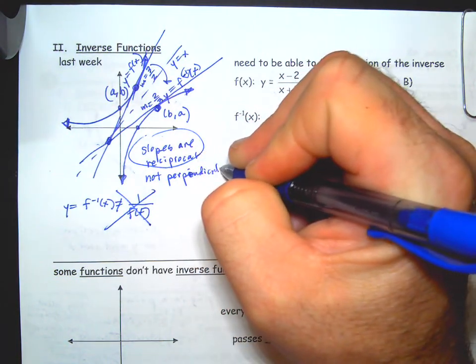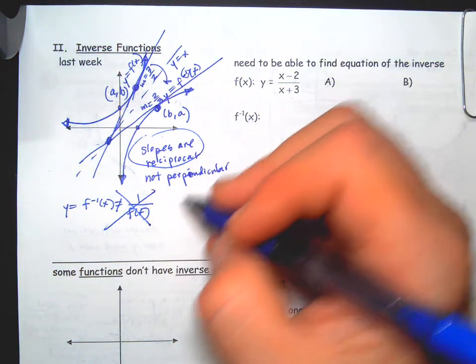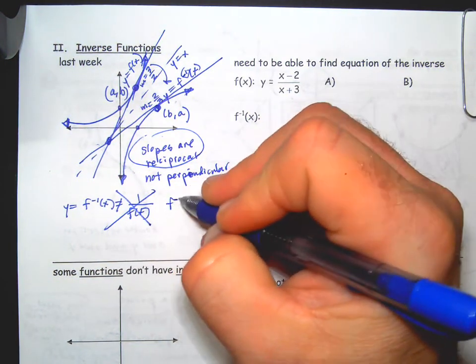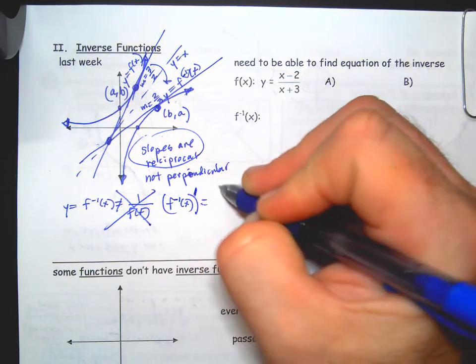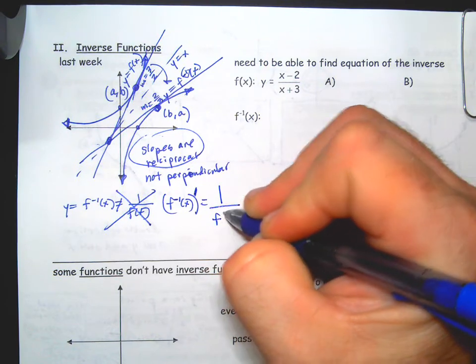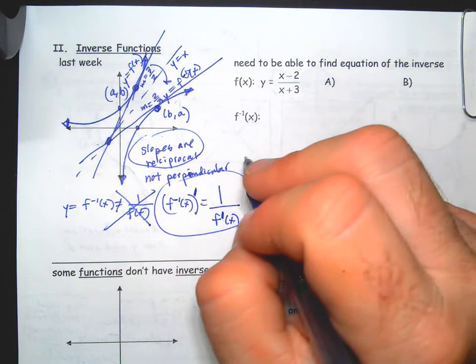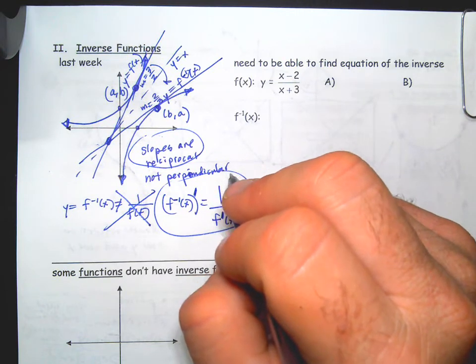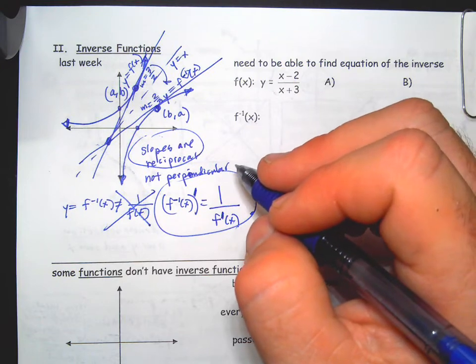Okay? Just upside down. So I guess the way to summarize that is that f inverse of x, derivative prime, equals 1 over f prime of x. That's the relationship between the slopes. Now, the reason that makes sense is because slope is rise over run, right?